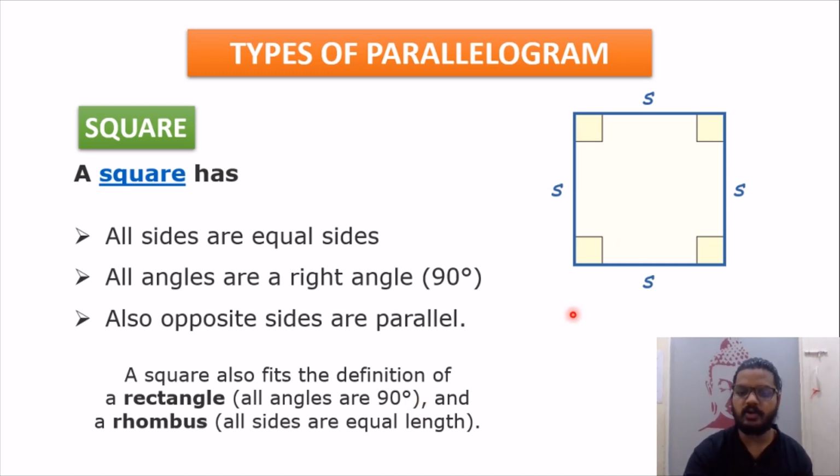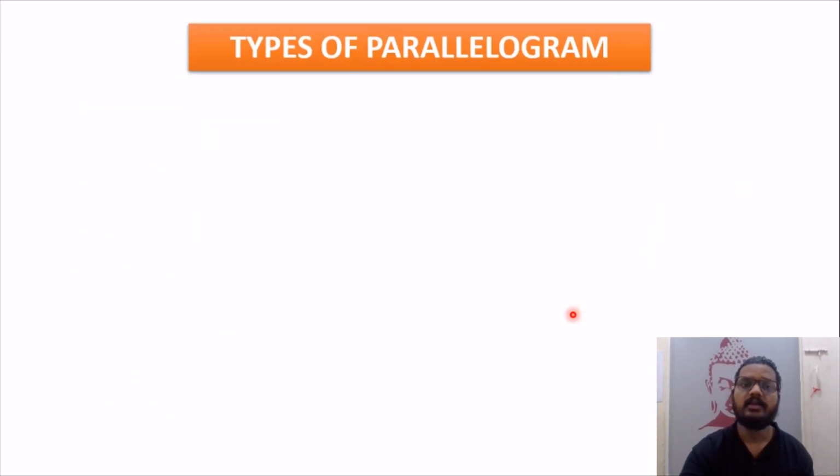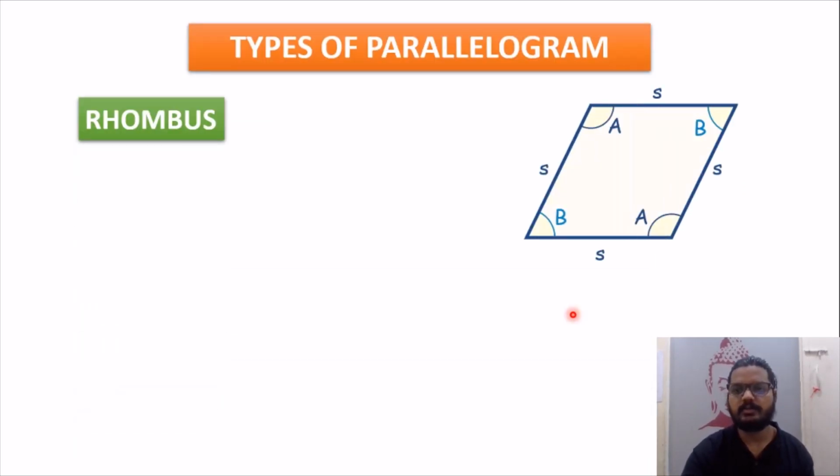Now we'll learn about the rhombus. So the next type is the rhombus. Let's observe a rhombus. So what do we observe? The sides are equal. All the sides are equal and opposite sides are parallel. But there is no right angle.